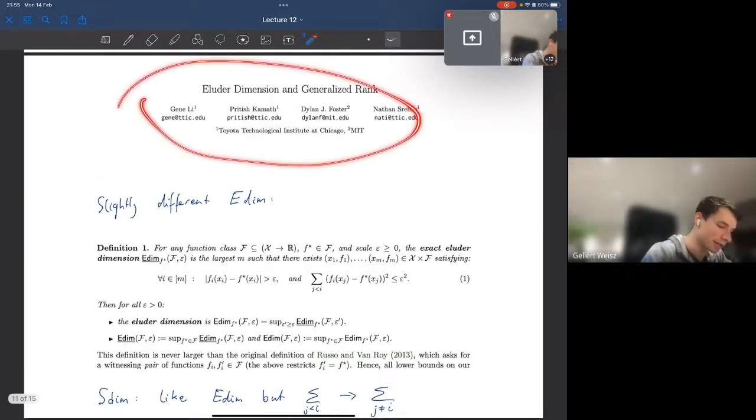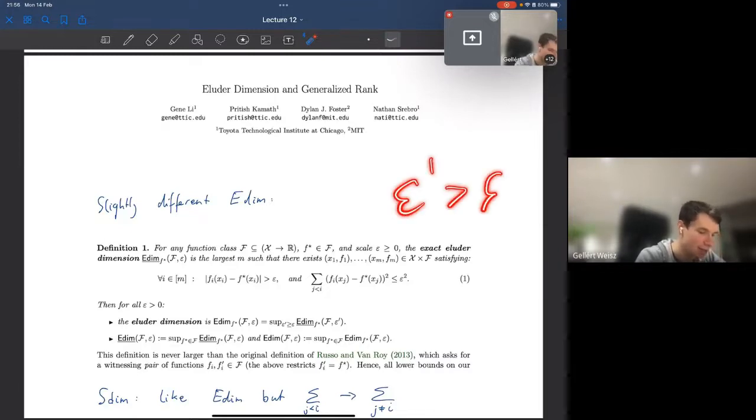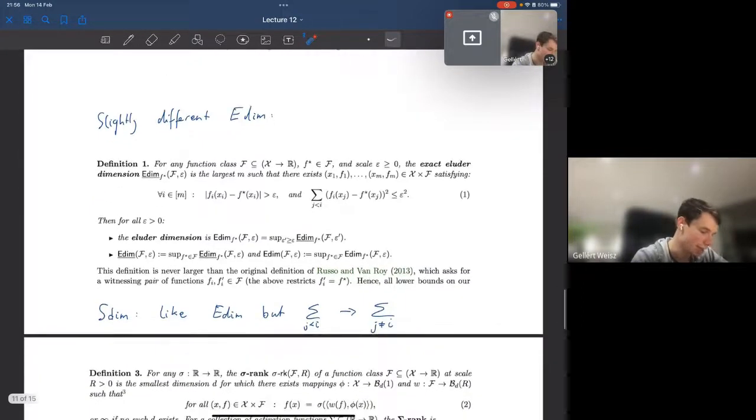There's this paper, which is actually a very short paper, and I encourage you to read it because it's super interesting. I love how concise it is. It defines the eluder dimension a little bit differently, but the only difference is it doesn't have this epsilon prime greater than epsilon business, which we didn't really need anyway. So let's not worry about that. It's basically just the eluder dimension. And then it has another thing called star dimension, which is like eluder dimension, but not sequential.